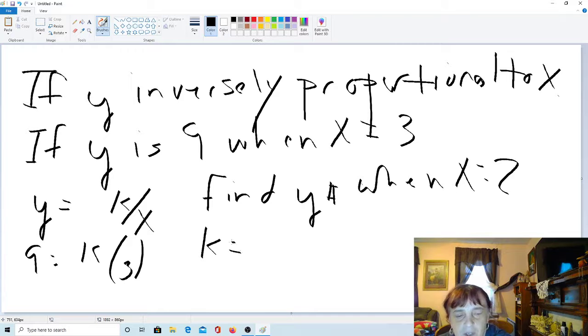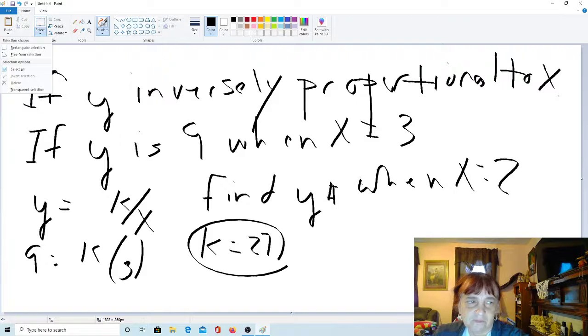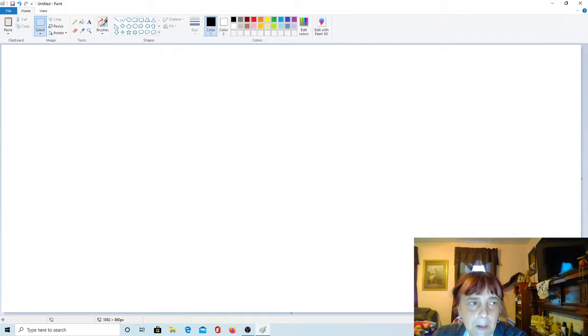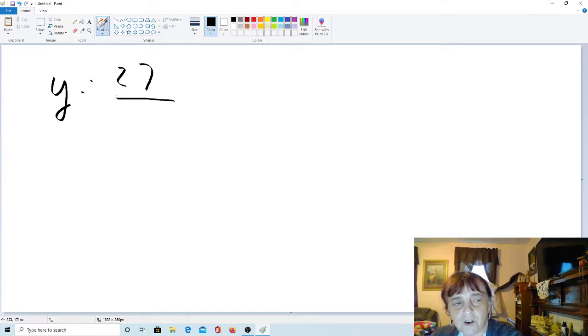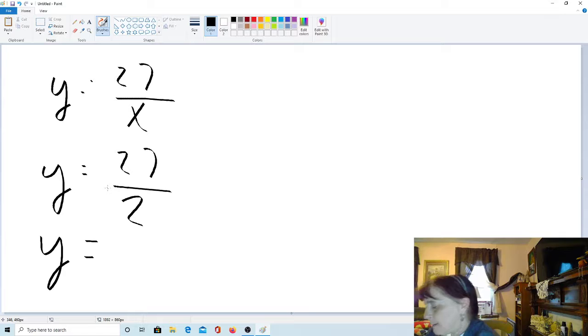So k is 27. Y is 27 over x. Find y when x is 2. So y is 27 halves, which is what? 27 halves is 13.5.